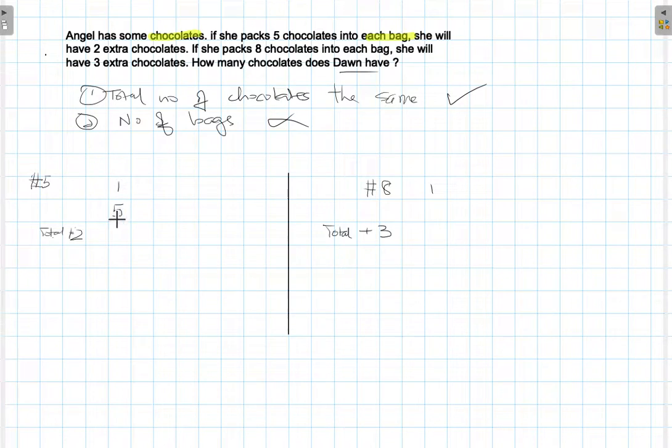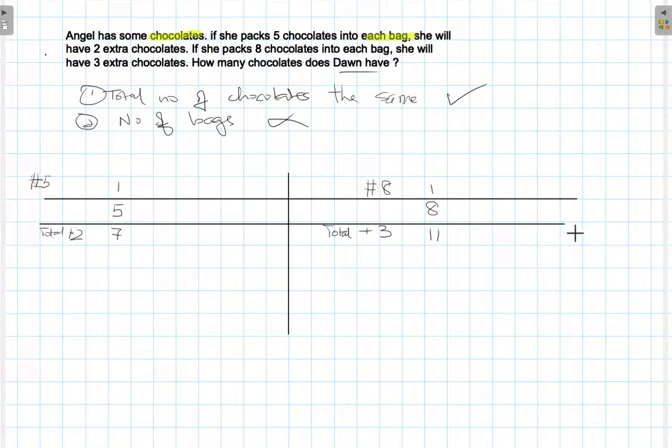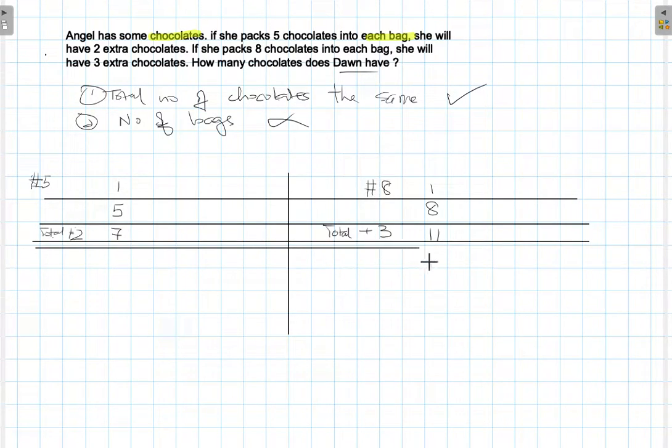So my first packet is 5. 5 add 2 is 7. This is the first packet. What about this one? The first packet is 8. 8 add 3 will be 11, right? I can do this, and draw a line. And the total is very important. This is where I can find my answer because I know that the total is the same.